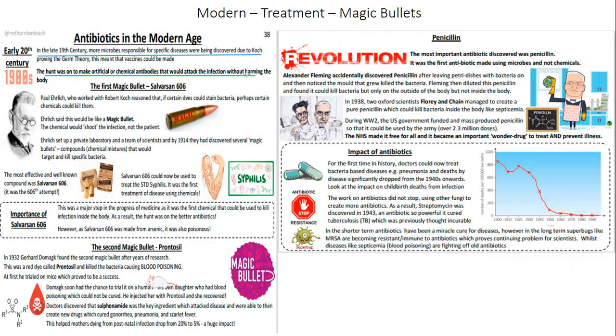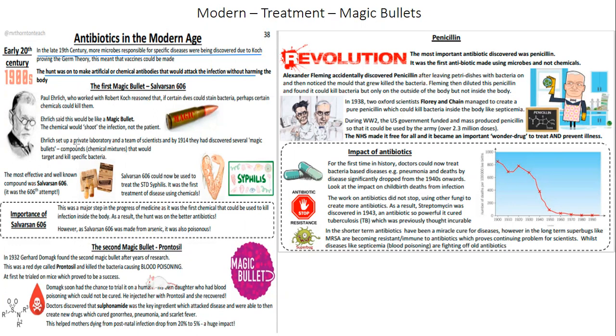So we've got 2 different types of magic bullet. We've got chemical, which are made from chemicals, and bacterial, which are made from bacteria. So the first ever magic bullet was Salvarsan 606. And this was where a man called Paul Ehrlich, who worked with Robert Koch, said that if certain dyes could stain bacteria, perhaps chemicals could kill them. Ehrlich said this would be like a magic bullet. It would shoot the infection, not the patient.